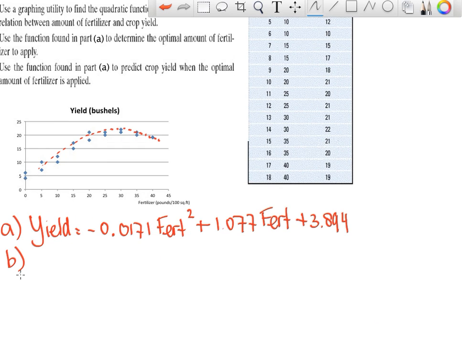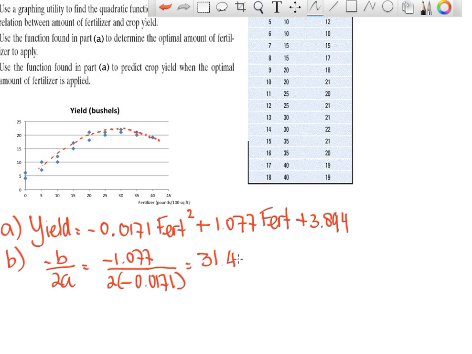B. Use the function to determine the optimal amount. Well, again, it's quadratic. So optimum, negative b over 2a. In this case, a negative 1.077 divided by 2 times a negative 0.0171. Plug that in the calculator, should give you a positive, and that gives you 31.49 as the amount of fertilizer we're going to use. So that is pounds per 100 square feet. Okay, is that what they were asking me?